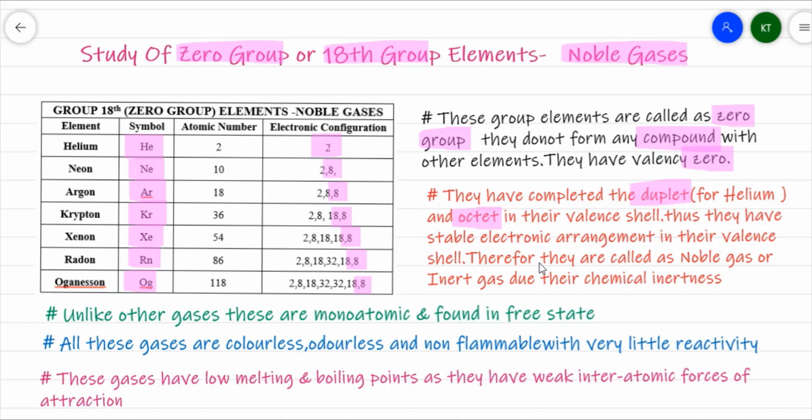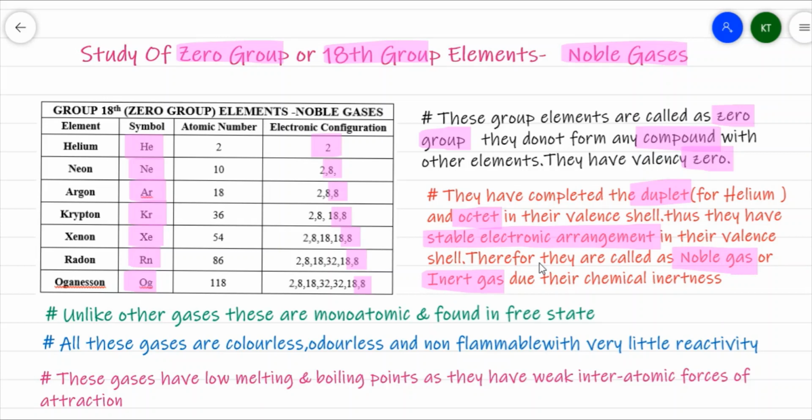Now having a duplet or an octet in the valence shell is considered a stable electronic arrangement. Because of this stable electronic arrangement, they do not show any ability or eagerness to react with any other element. That's why they are called noble gases or inert gases, because of their chemical inertness.